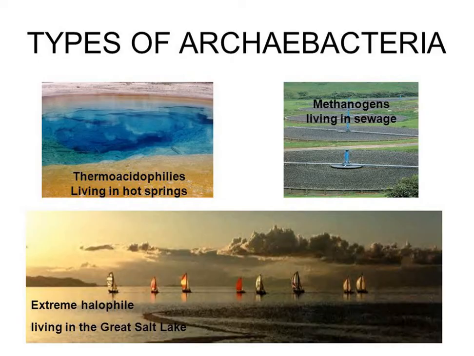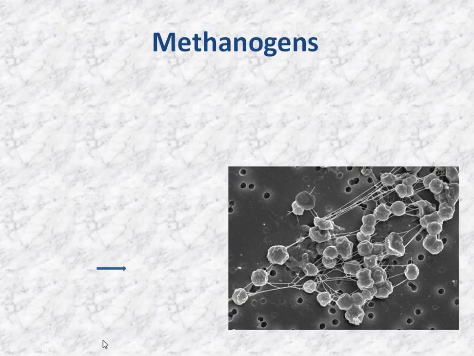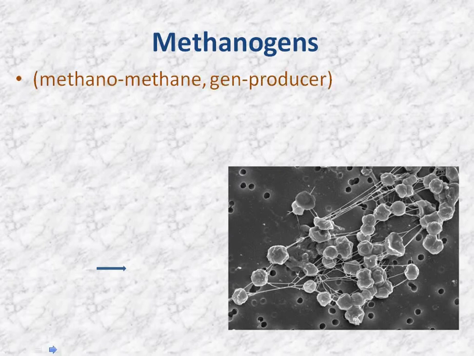Now, these are the figures showing three different types of archaea. This yellow part is the archaea living as thermoacidophiles. Methanogens are mostly present in environments where there is sewage, and this is a salt lake that is inhabited by halophiles.